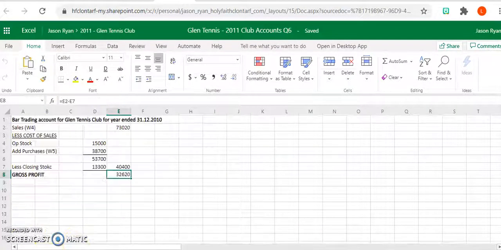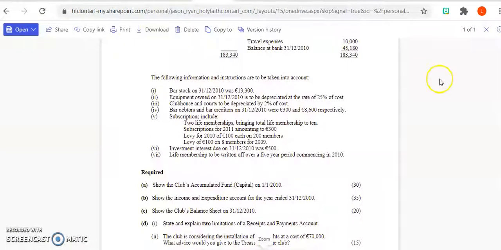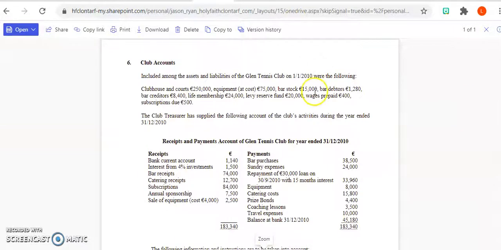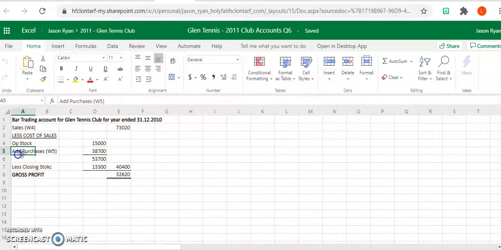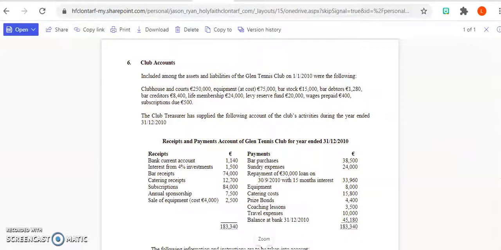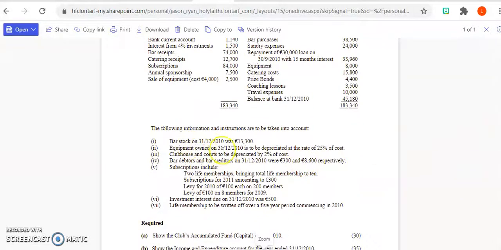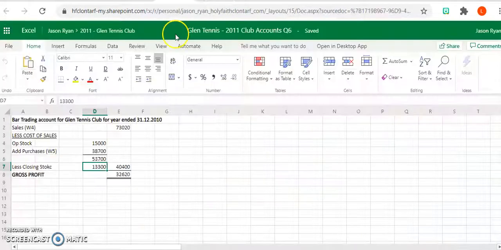So your trading account then will look like your sales, 73,020. Your opening stock is going to be 15,000. That's taken straight from the question up at the top. 15,000. Then you're going to have your purchases that we just did a working on, working 5. And then you're going to have your closing stock then of 13,300. And that's at the end of the question. So 13,300. Majority of times this is the same format.